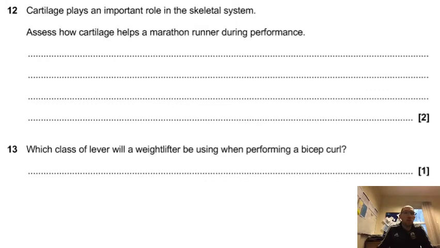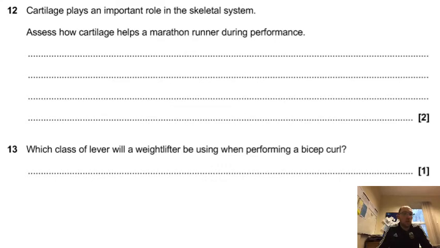Number 12, cartilage plays an important role in the skeletal system. Assess how cartilage helps a marathon runner during a performance. So, most candidates correctly stated that cartilage reduces friction between the bones of the leg and acts as a shock absorber to cushion the knee joints while running.